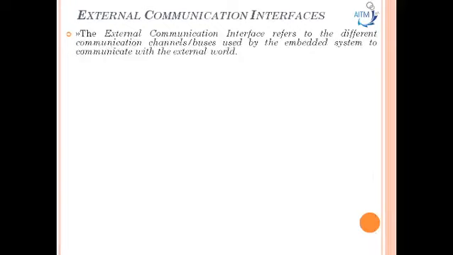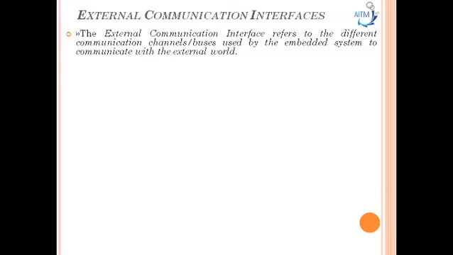The external communication interfaces refer to the different communication channels or buses used by the embedded system to communicate with the external world. If the embedded system wants to communicate with the external world, it uses these communication channels. Those are referred to as external communication interfaces.